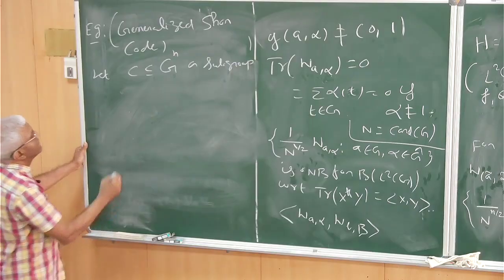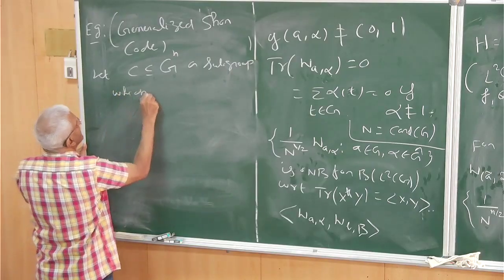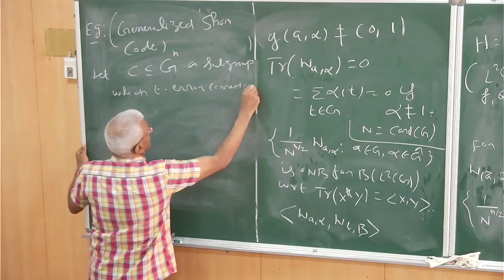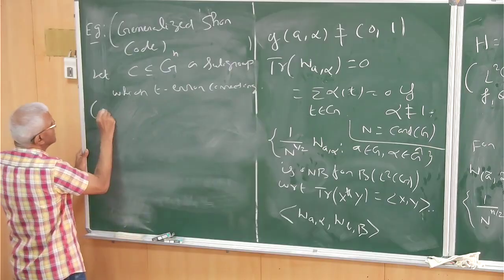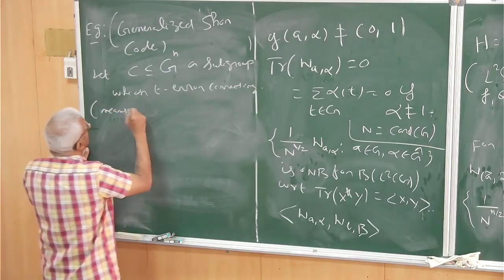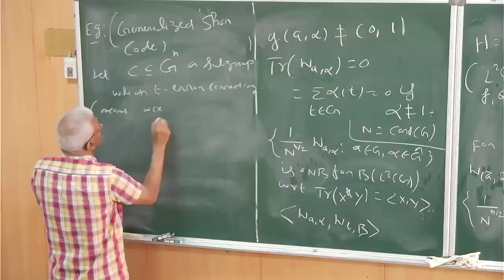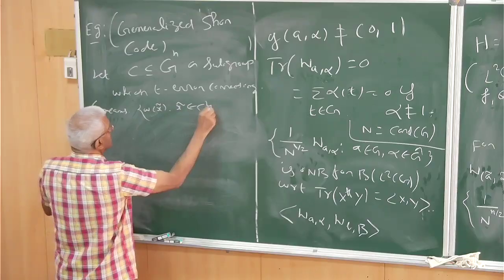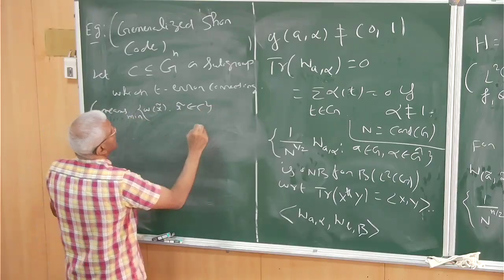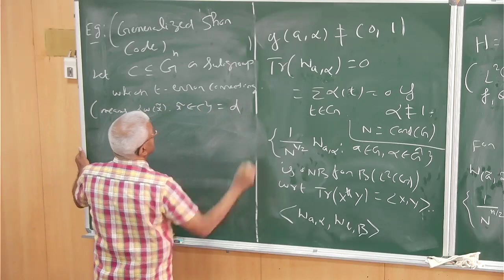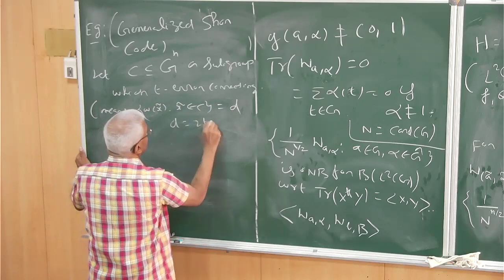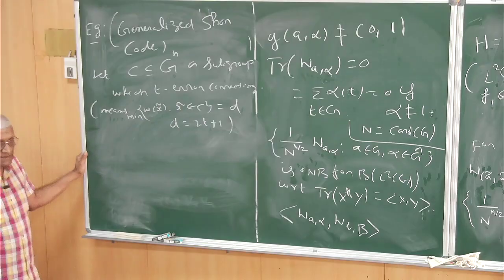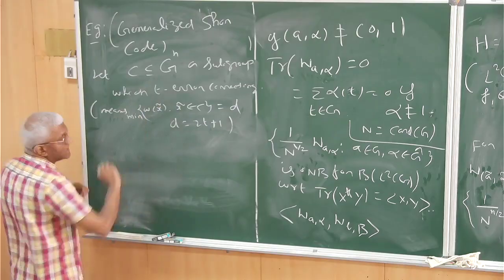Which means the minimum weight of a nonzero path in C is equal to D, where D is equal to 2. That's how we define it. Okay, that's what the class is. So the C is like that.